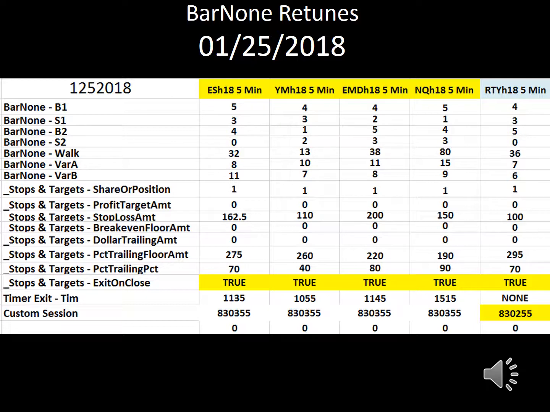And here's bar none. Again, this is in the day trade mode, but a lot of my folks are using bar none like on a 60-minute swing on both futures and on stocks. So if you want to look at something that's in a swing mode, take the day trade exit on close, make that false, and put it on like a 60-minute bar on any stock or any futures, and you'll get a swing system using bar none.